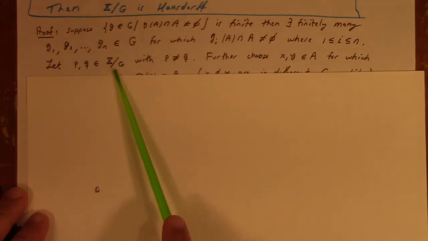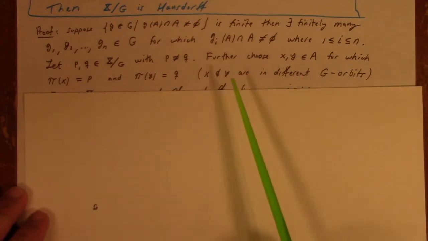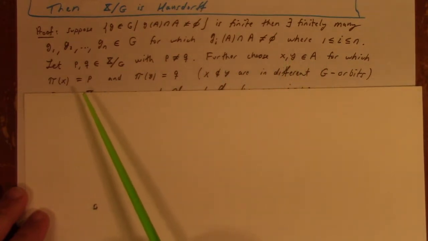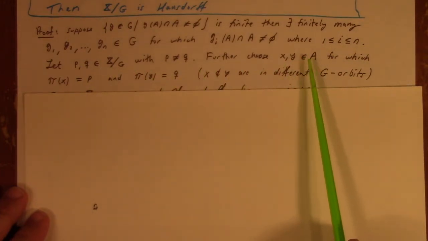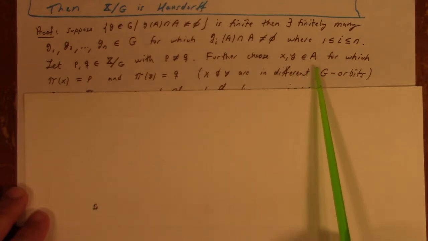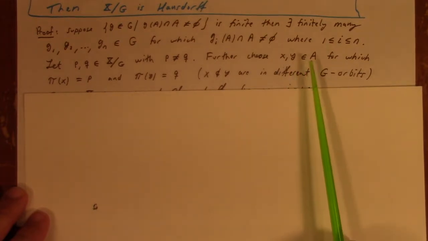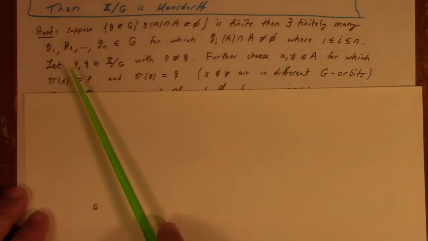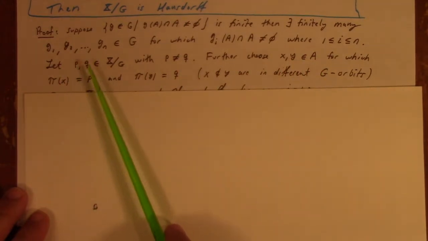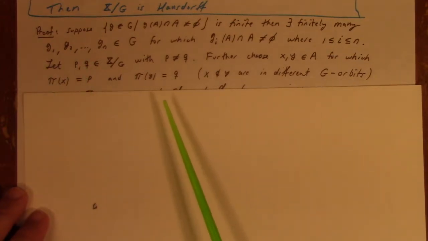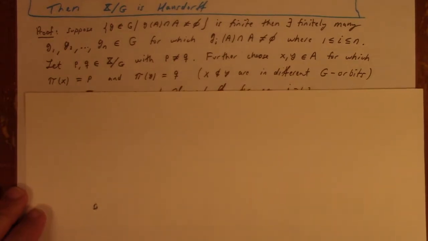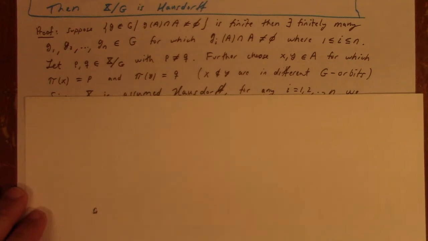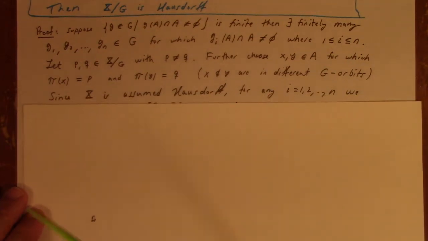So let's pick p and q distinct, and then we can choose x and y which map to p and to q, because remember, we're assuming that A is a set which contains representatives from every possible G orbit, right? So certainly it contains representatives which map to p and to q from that assumption of surjectivity. And we are, of course, also assuming that p and q are distinct G orbits, right? Which means that x and y have to be different.